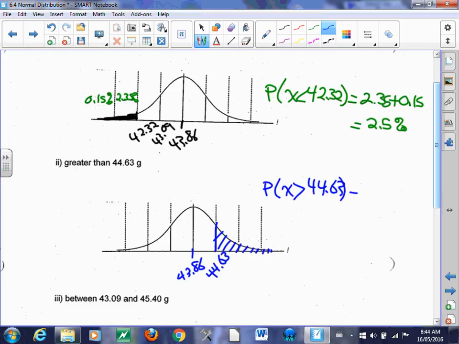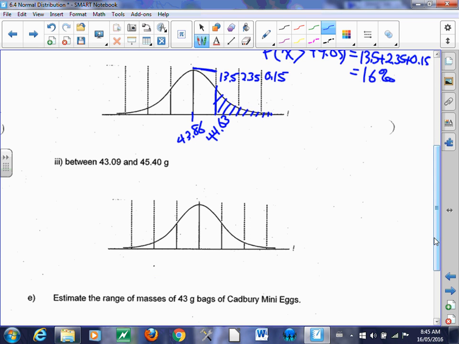Okay, so proper communication is when x is greater than 44.63. Well, we've got some categories to enter in. So what percent is this one? This one's 34, but we don't worry about that one. So then this is 13.5. This one's 2.35, and then 0.15. Okay, so add those all up. So 13.5 plus 2.35 plus 0.15. Add them up, and you're going to get 16%. Okay. All right. Now we're going to get a little harder.